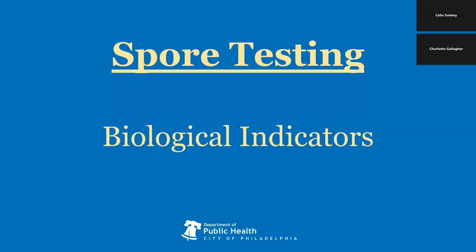Now let's discuss the killer and killer sterilization. Biologic indicators or spore testing is the only way to ensure sterilizers are absolutely truly killing all living organisms, including those that cause infection.